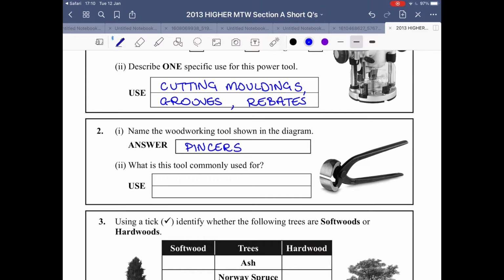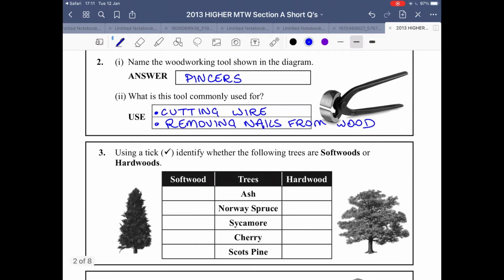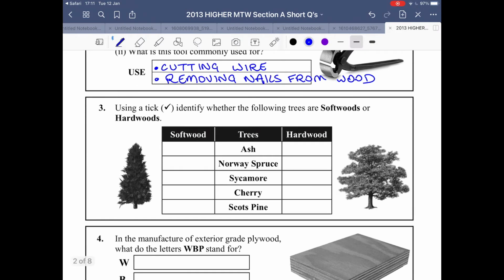This is a pinchers. What is it used for? Well, it is used for cutting or snipping tin or wires or materials, metals usually. But it can also be used for removing nails and nail heads from timber. Okay, so you want to take out a nail head from wood.